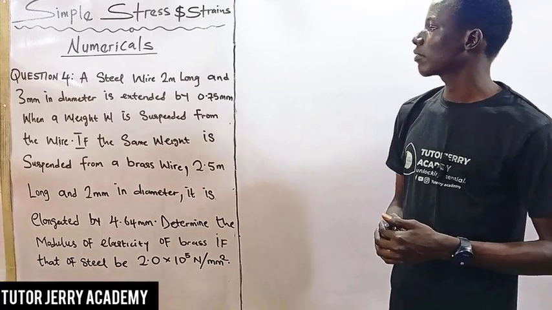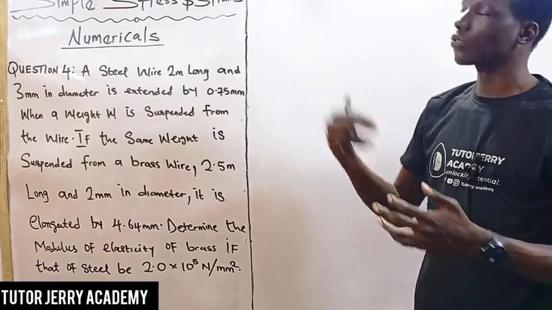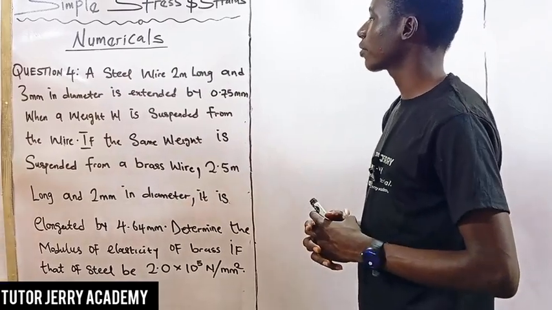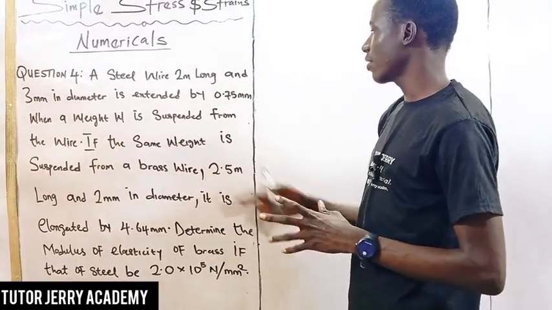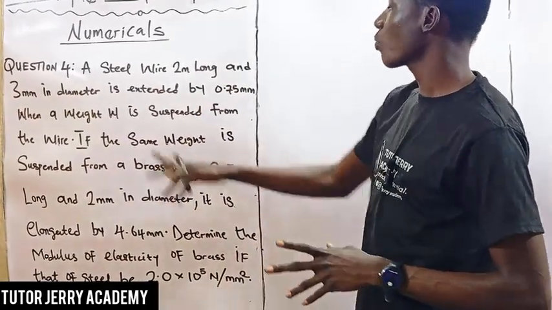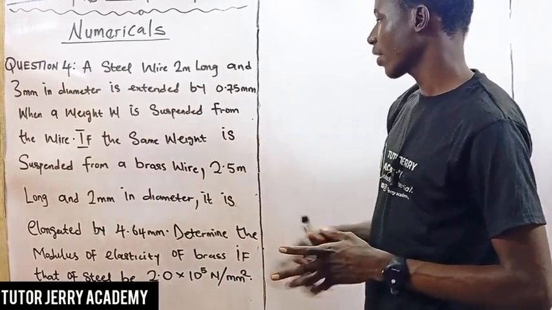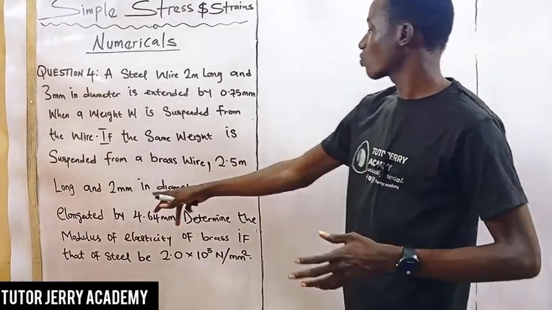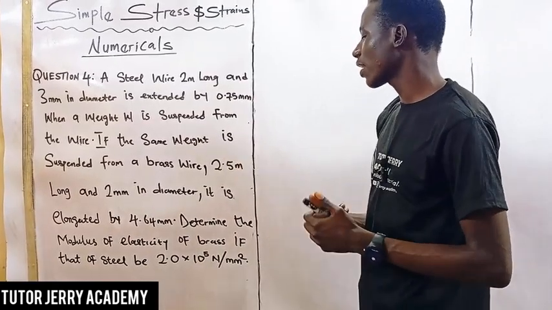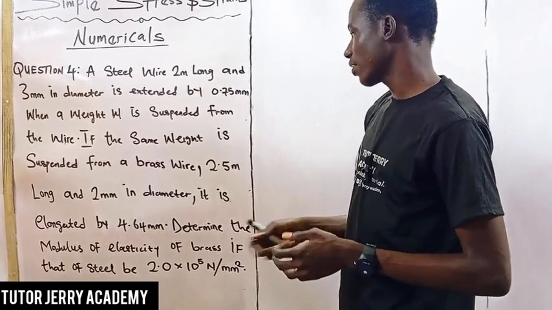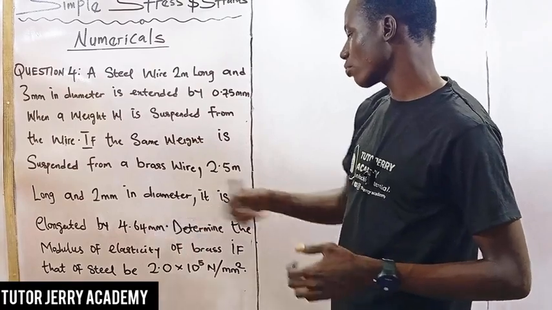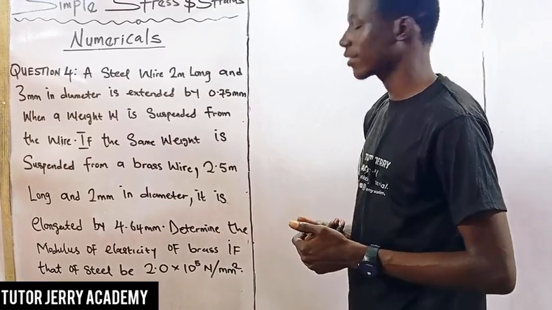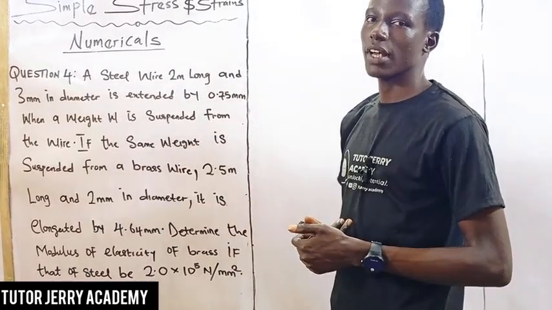Today we are going to be looking at our fourth question, under simple stresses and strain. The question says a steel wire 2 meter long and 3 millimeter in diameter is extended by 0.75 millimeter when a weight of W is suspended from the wire. If the same weight is suspended from a brass wire 2.5 meter long and 2 millimeter in diameter, it is elongated by 4.64 millimeter. We are asked to determine the modulus of elasticity of brass if that of steel be 2.0 times 10 to the power of 5 Newton per millimeter square.